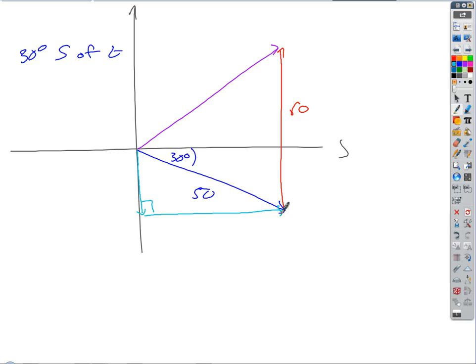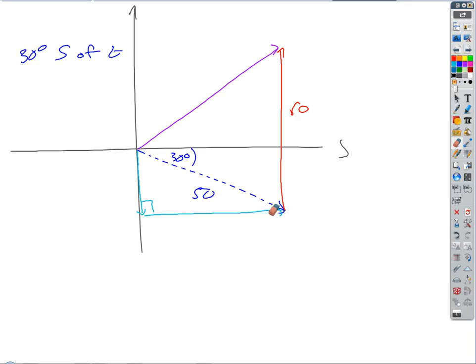If I could just erase this guy, those three are easy to add up. No big deal. We're going so far in the Y direction, so far in the X direction, and then straight up in the Y direction. In fact, we could add these up in any order we wanted to.